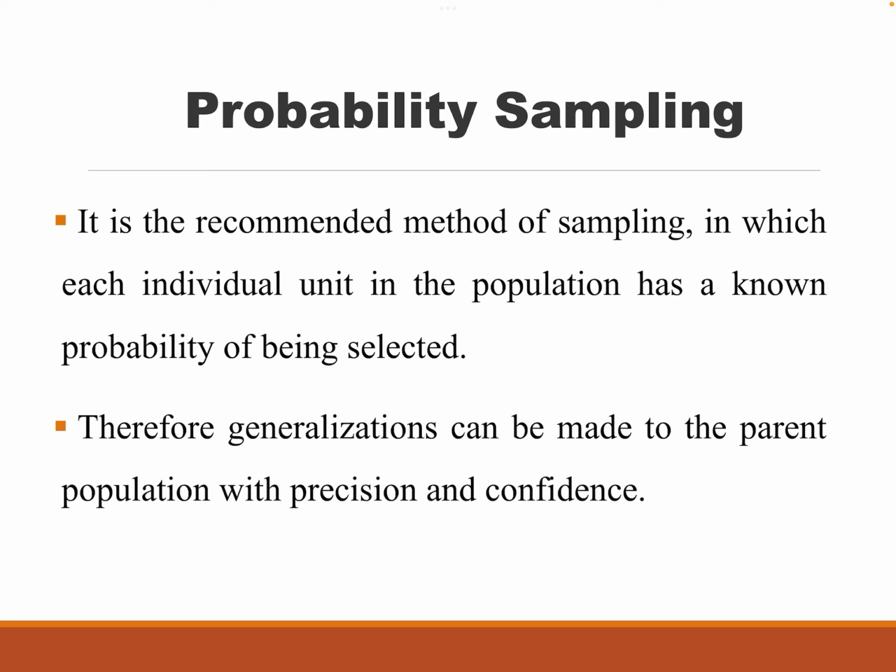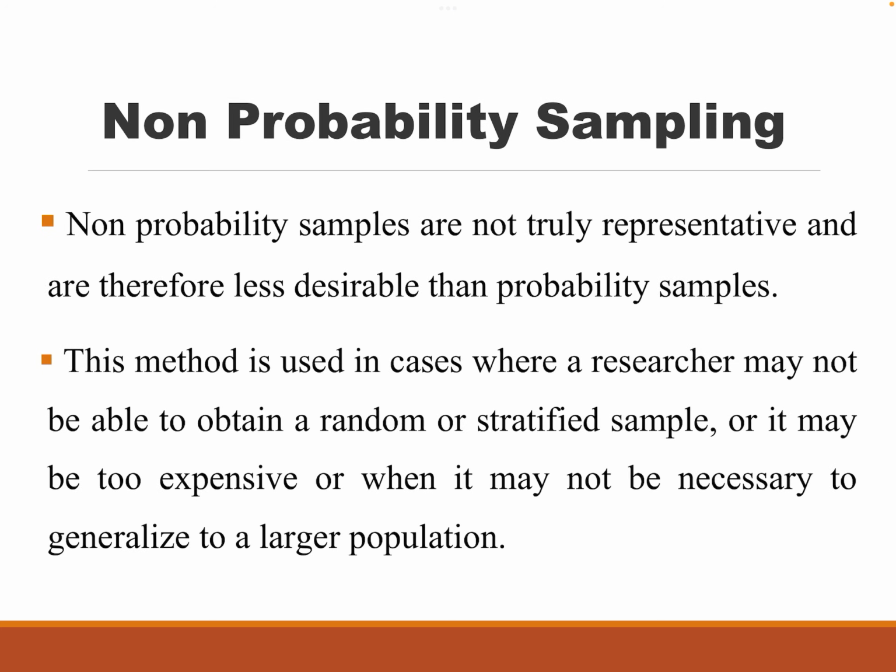Coming to probability sampling, it is the recommended method of sampling in which each individual unit in the population has a known probability of being selected. Therefore, generalizations can be made to the parent population with precision and confidence. Probability sampling method is always the best choice to be selected.